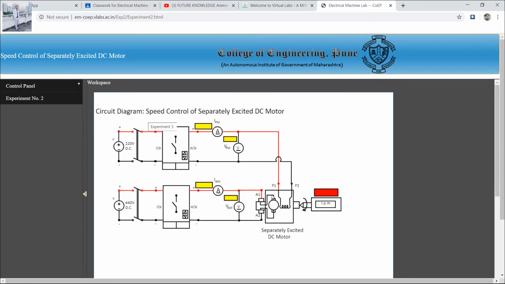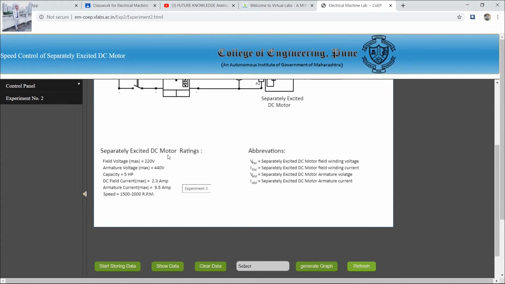It is the field and it is the armature terminal. Here it is the tachometer. You can see the separately excited motor's ratings. Field voltage maximum 220 volt, armature voltage maximum 440 volt, capacity 5 horsepower.